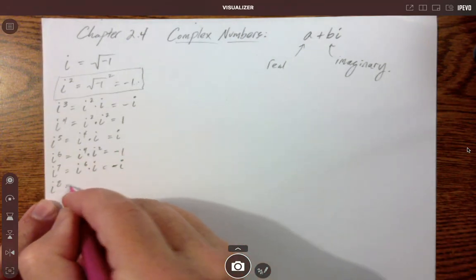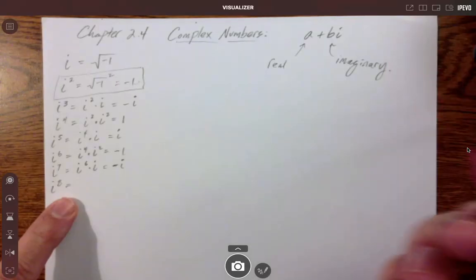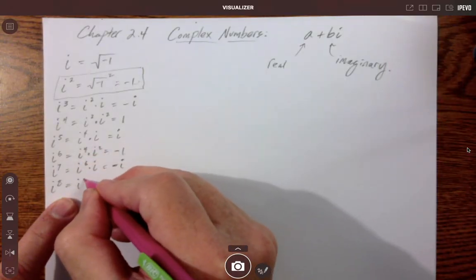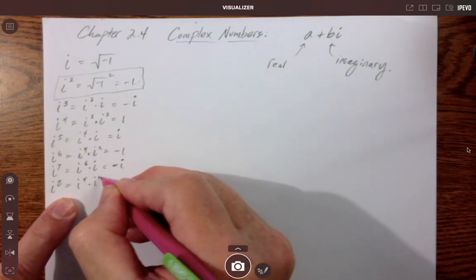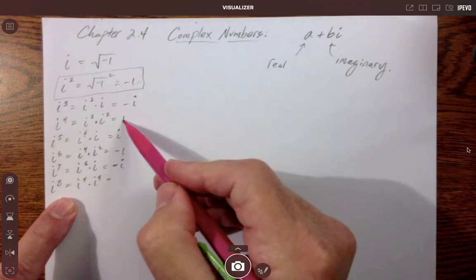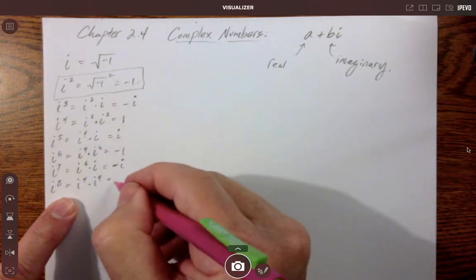One more time, i to the eighth. I could break that up into i to the fourth times i to the fourth. We know i to the fourth is 1, so 1 times 1 is 1.